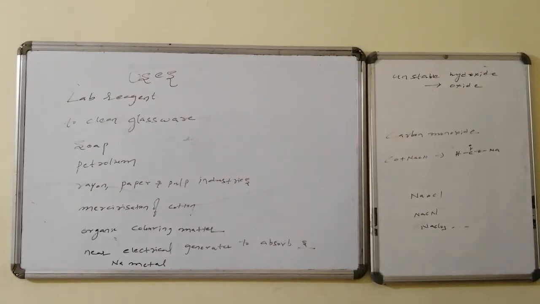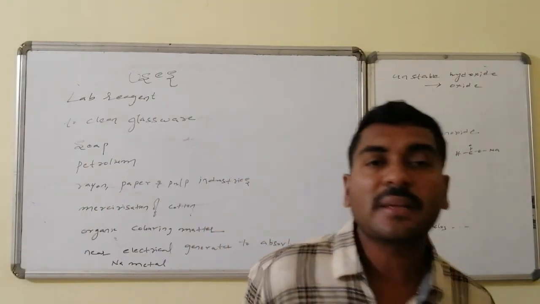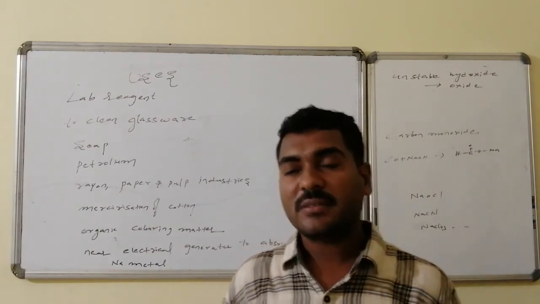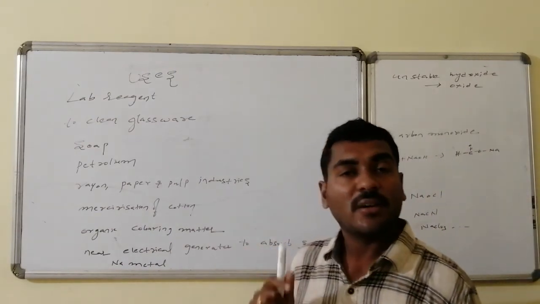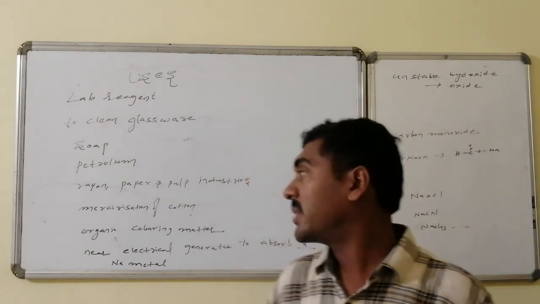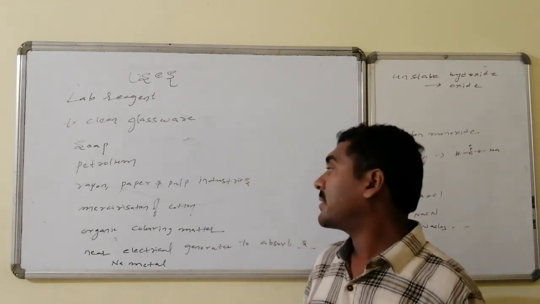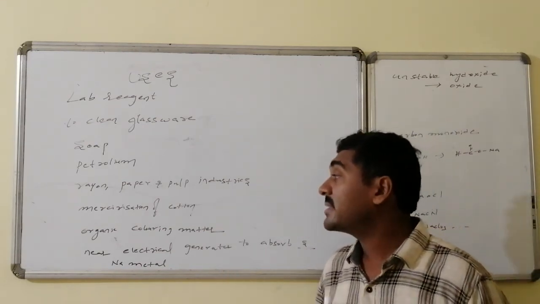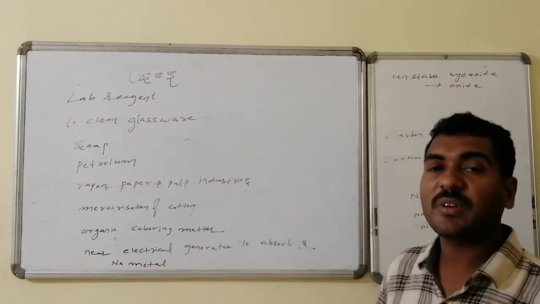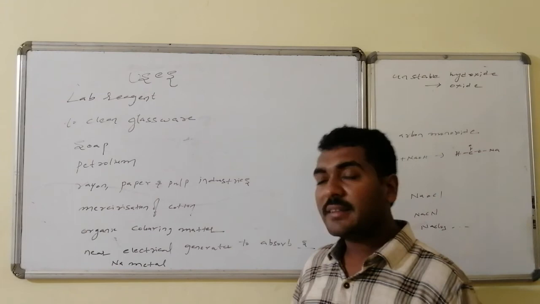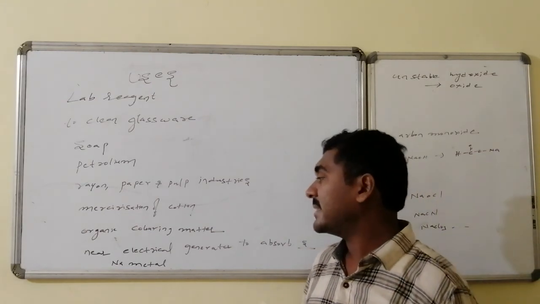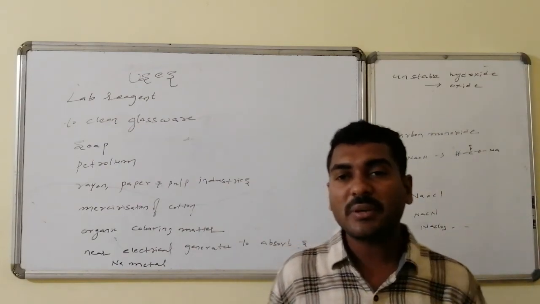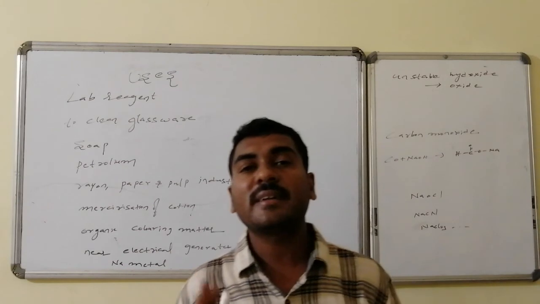Uses of sodium hydroxide. Sodium hydroxide is an alkaline base, hence it is used as a reagent in the laboratory. In order to clean glassware, dilute sodium hydroxide is used, and also it is used in the preparation of soaps, in the petroleum industry, and in the rayon, paper and pulp industries. In mercerization of cotton, this is the most important application of sodium hydroxide, and in the preparation of organic coloring materials like dyes. Near electrical generators and transformers, sodium hydroxide is used because it has the ability to take up the liberated sulfur.